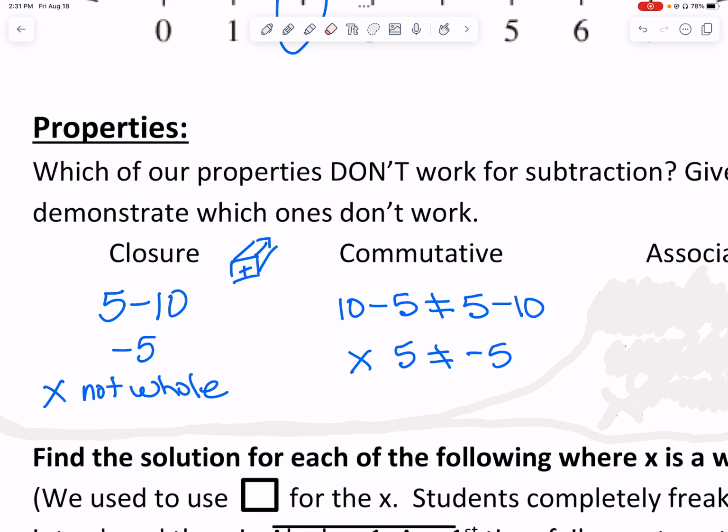Let's check out our commutative property. So here we have 10 minus 5, or 5 minus 10. We just switched these guys. I took that one and moved it here, and took this one and moved it here. That's called the commutative property. On this side, I get 5, but when I flipped them, commuted them, I got -5. So the commutative property doesn't work for subtraction.